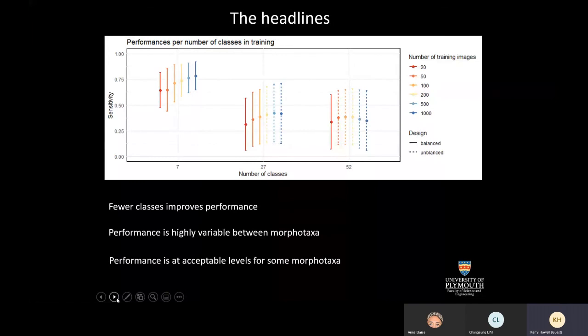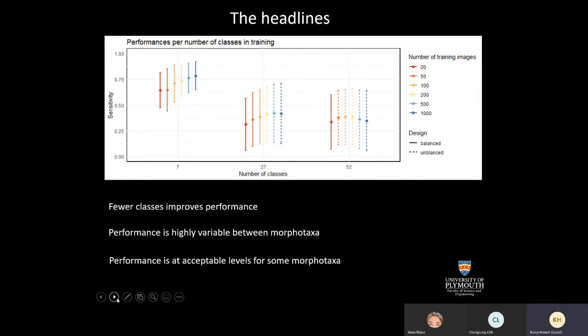The other thing that was important then is that the algorithm does better with fewer classes to choose between. So if you only give it 7 taxa to choose from, and you're only interested in identifying 7 taxa, it does much better than if you're asking it to identify 52 taxa. So you can see how performance changes in this plot here.